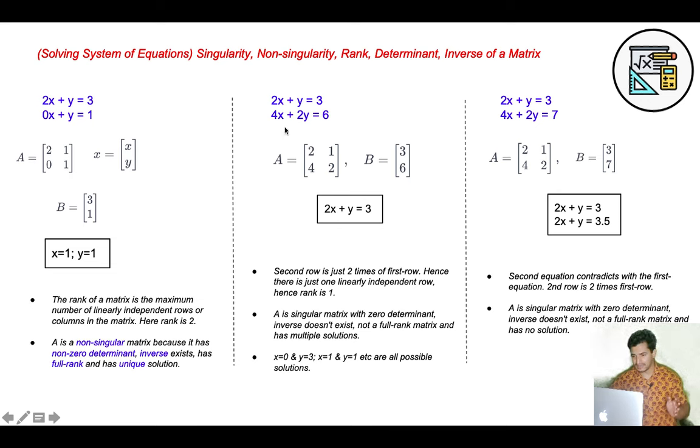You can see that when we solve for it, we get 2x plus y equal to 3, and there can be multiple x and y. For example, x equal to 0, y equal to 3, or x equal to 1, y equal to 1. All of these solutions are possible, hence there are multiple solutions.